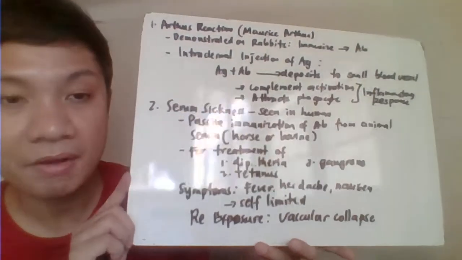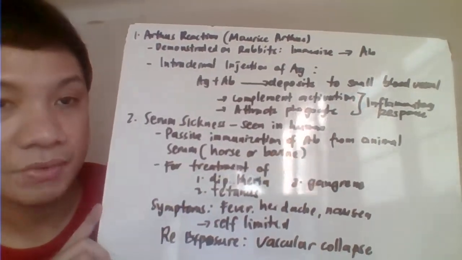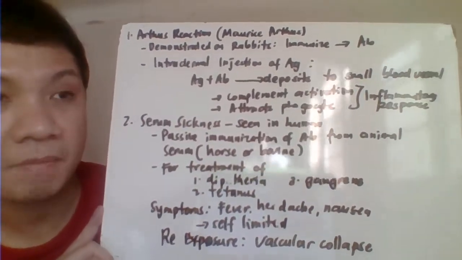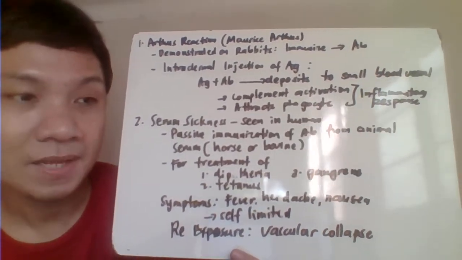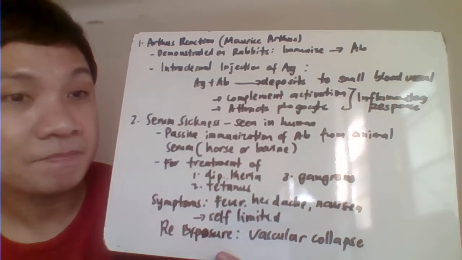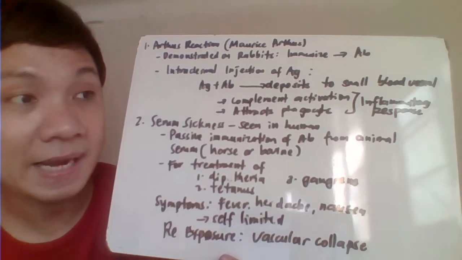Okay, we have your example of your type 3. The first one, we have your Arthus reaction. So the Arthus reaction has been described by Maurice Arthus. This is not manifested in a human. This one is identified by injection of the antigen in the rabbit.